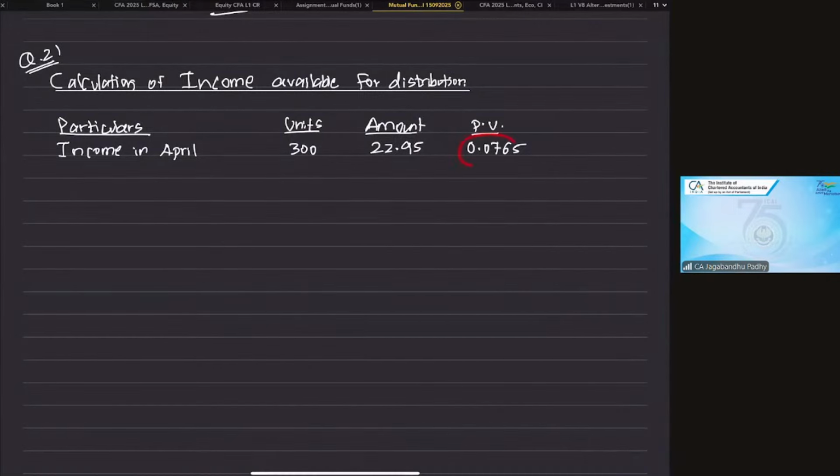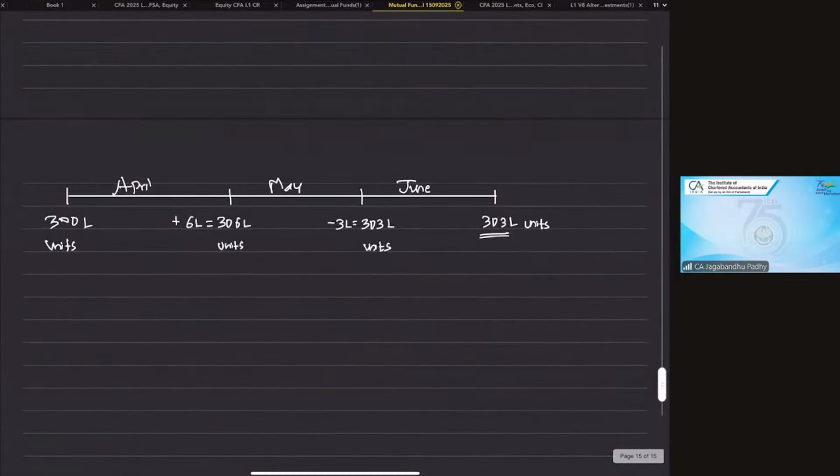Now my question is, when this income has been earned on a per unit basis as 0.0765, this income is accruing to which unit holders? Is it to be given to all 306 lakh unit holders, or only to the 300 lakh unit holders? The income is going to accrue to which unit holders, guys? 300 lakh unit holders, right? Because this was earned in the month of April, and during April only these units were outstanding. So this income accrues to 300 lakh unit holders.